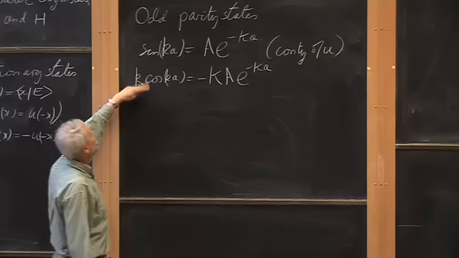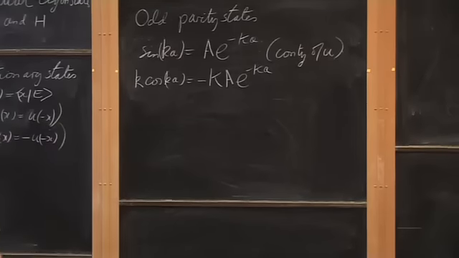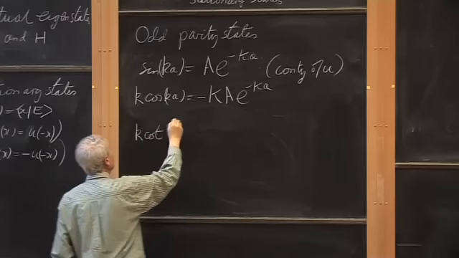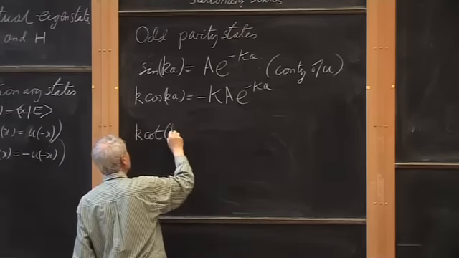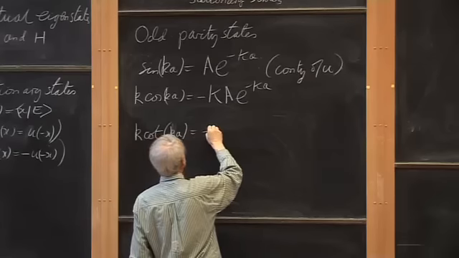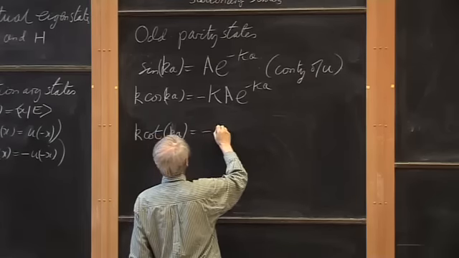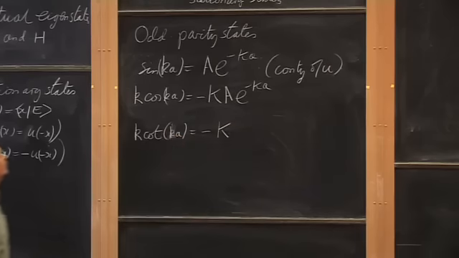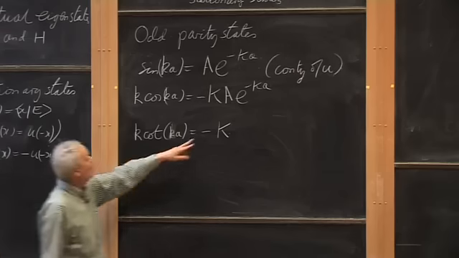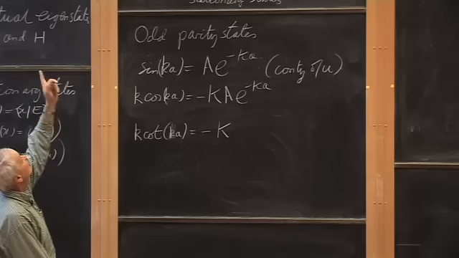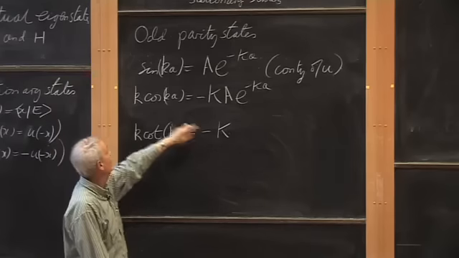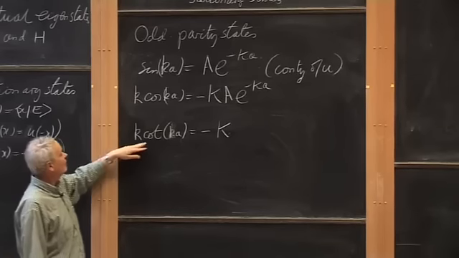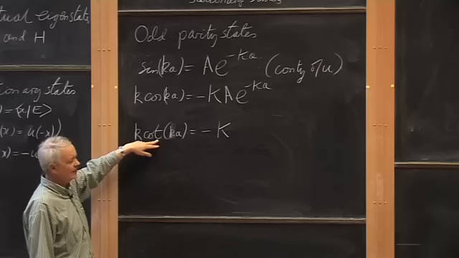If we divide this equation by this equation, analogously to what we did before, we are going to get k cotangent of ka is equal to minus big K. So now we have only one minus sign. Previously we had a pair of minus signs which cancelled. Now we have only one minus sign because we differentiated sine, we didn't differentiate a cosine. And correspondingly we have a cotangent instead of a tangent.